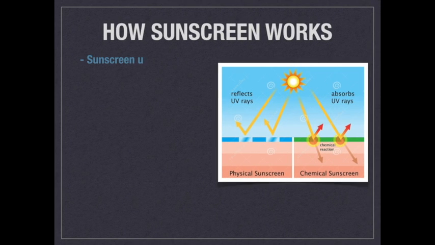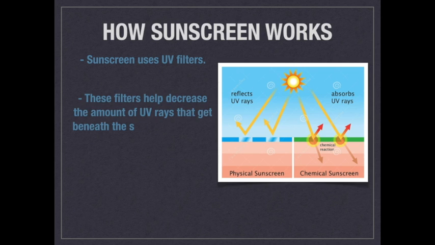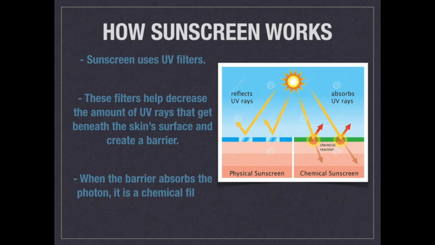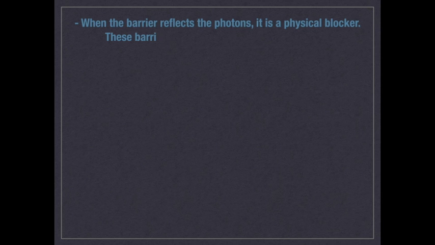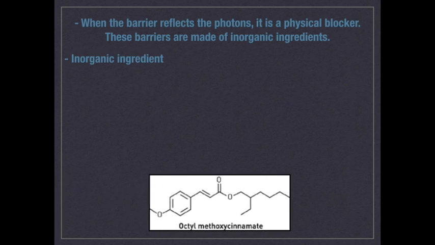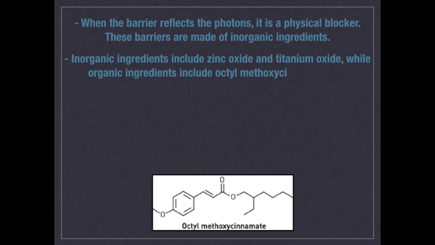How sunscreen works. Sunscreen uses UV filters. These filters help decrease the amount of UV rays that get beneath the skin's surface and create a barrier. When the barrier absorbs the photon, it is a chemical filter. These barriers are made of organic ingredients. When the barrier reflects the photons, it is a physical blocker. These blockers are made of inorganic ingredients.